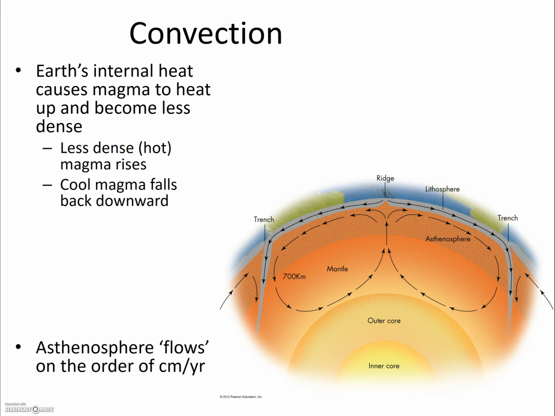Where the hot magma rises, there is a ridge. A classic example is the Mid-Atlantic Ridge, and some of the magma gets to the surface and becomes lava. The lithospheric plates are divided here and diverge away from each other. Where the cooler magma sinks, the lithospheric plate sinks down, subducting, causing a trench. A classic example is the Marianas Trench. The lithosphere is dragged about on the moving asthenosphere, which flows on the order of centimeters per year.